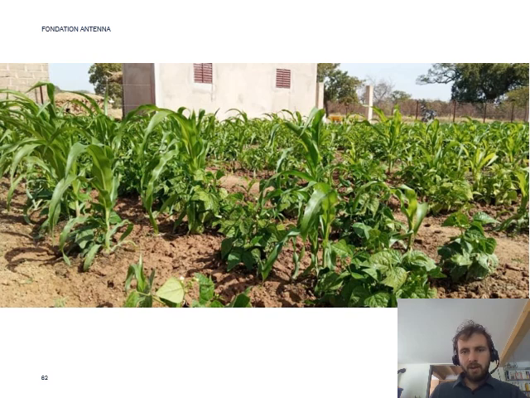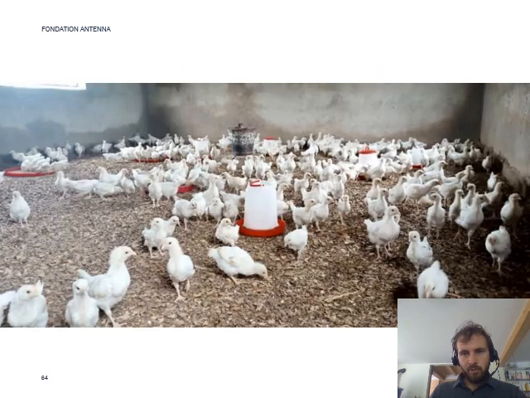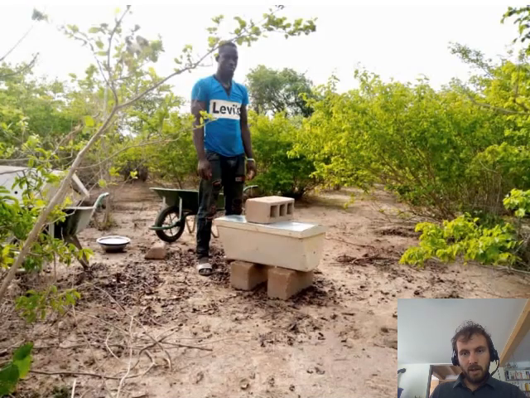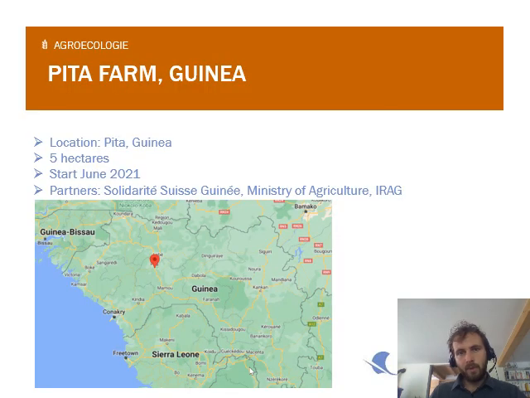So if you picture here the association of maize and bean, the cattle in the barn, the production of chicken on this farm, the inclusion of bees in the agroforestry zone, and the harvest of vegetable of this farm with the chef of the farm here, Albert.